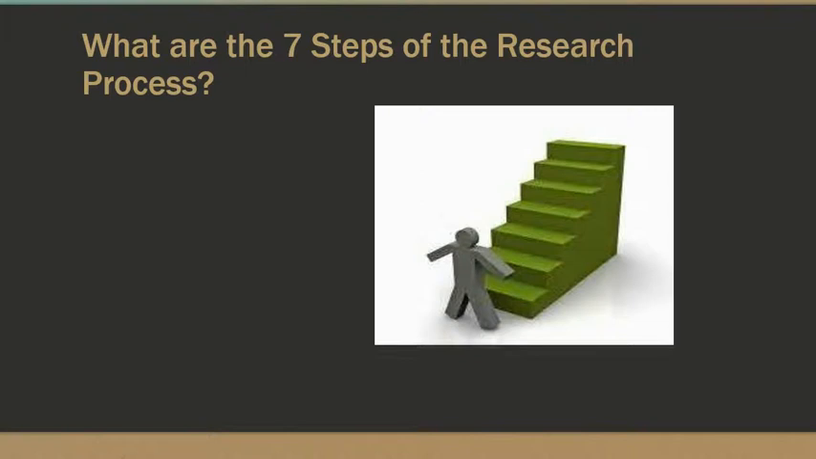Okay, let's briefly review. What are the 7 steps of the research process? Yes, the background, which is very important. It's a starting point. We want to gain familiarity and begin to proceed from a position of knowledge. We want to develop a research question. That develops our focus. We want to stay focused so we can go deep.